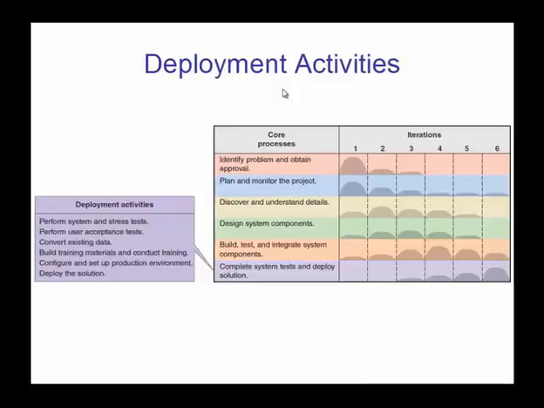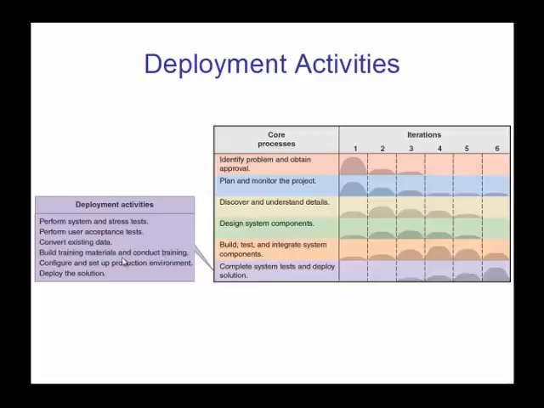Deployment activities make up the sixth core process. And again, deployment activities include performing the system and stress tests, performing user acceptance tests, converting existing data. That's a huge project in itself where you have to take all the data in the old database from the old system, as well as creating all the data that needs to go into the new system and put it all into the new database so that it's ready to go.